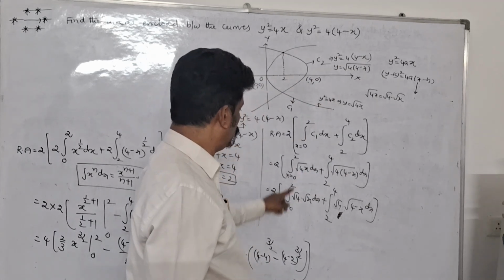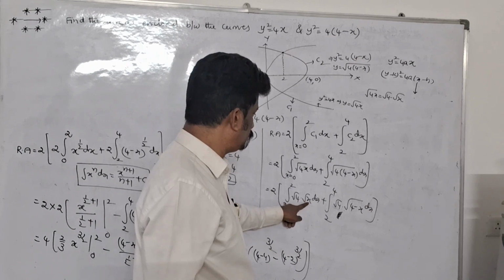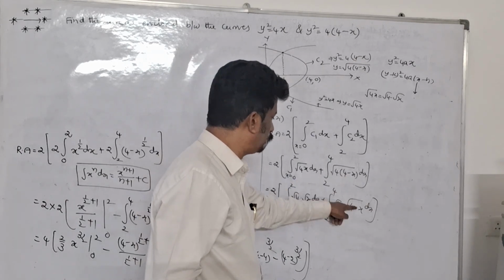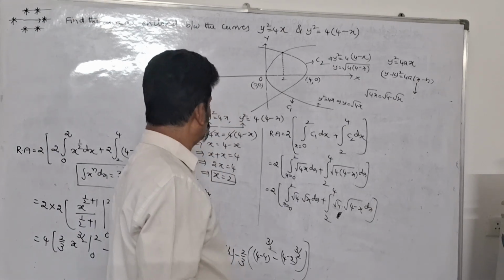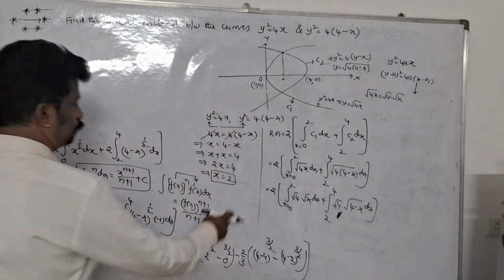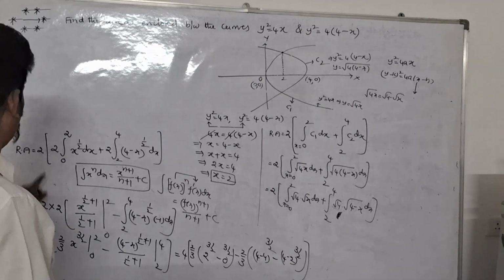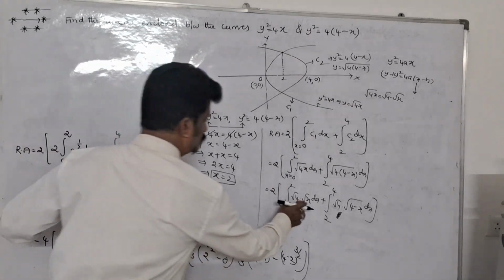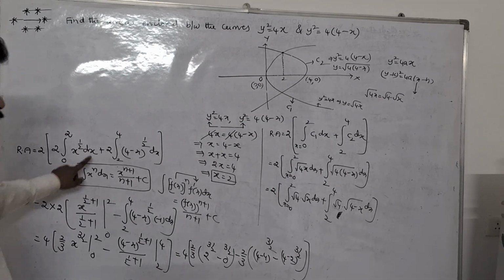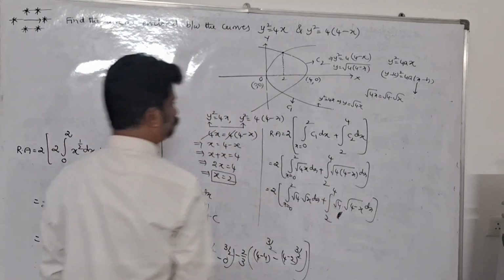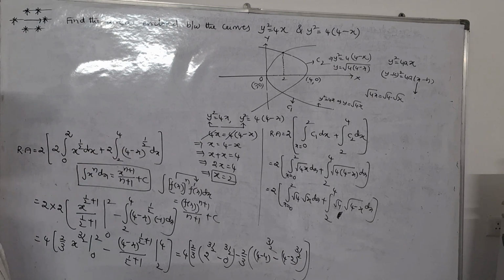This one: root of AB is equal to root A into root B. So root 4 into root x into dx plus root 4 into root of (4 minus x) into dx. Okay, guys. Now this value is equal to 2 into root 4, which is 2. Root x is equal to x to the power of 1 by 2 into dx, plus root 4 is equal to 2, now 2 to 4, (4 minus x) to the power of 1 by 2.